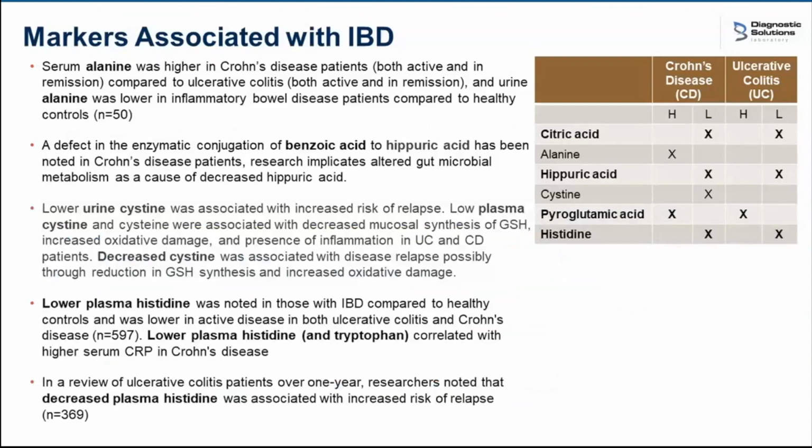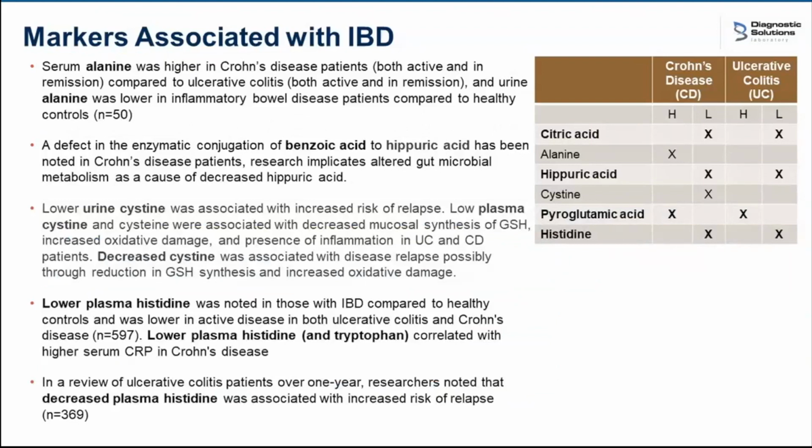There's also markers associated with IBD, and different types of IBD, so Crohn's disease compared to ulcerative colitis. Citric acid tends to be low in both of those. Alanine usually is a little more elevated. It's also elevated in metabolic disease.